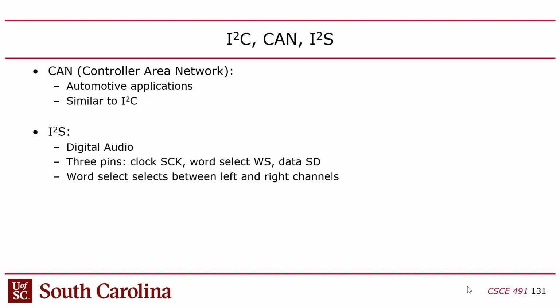Okay, and then finally, there are 2 other protocols you should be aware of. One's called CAN, the Controller Area Network. And this one is very similar to I2C. There are 2 wires, a wire called CAN high and CAN low. And basically, there's either a voltage put between them or they're disconnected, right? And that's how you represent zeros and ones on a CAN bus.